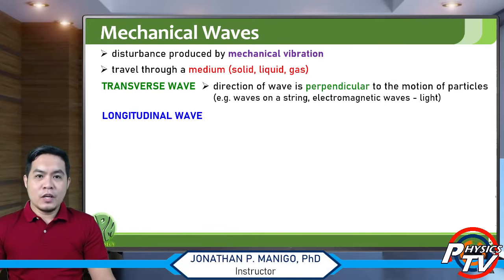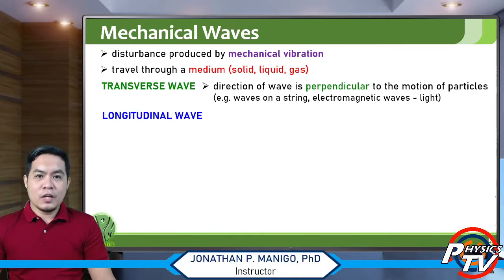So a longitudinal wave is a wave wherein the direction of the motion of the particles is parallel to the direction of the motion, or velocity, of the wave. So examples of this are spring waves, waves generated by springs, and sound waves. We will discuss this further in the next topics, sound waves and gravitational waves.